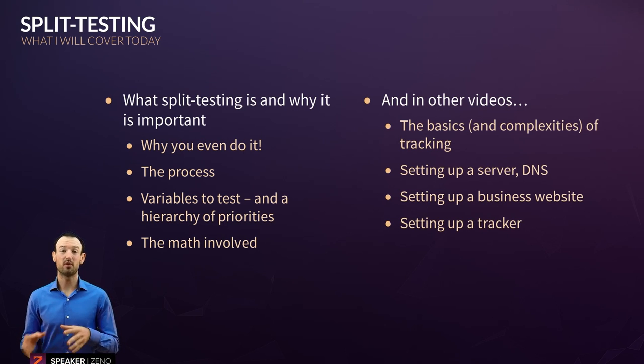So today we're going to talk about split testing, the basics, concepts, and execution. So what it is and why we even do it, the processes involved, the various variables we test, and the mathematics of that. And then in later modules we're going to talk about the complexities and the basics of tracking, which is the thing which basically allows us to split test in a very automated fashion. And then we're going to talk about setting up a server, DNS, website tracker, and so on. But those will be in later modules, which I will split up rather than having them all in one video.